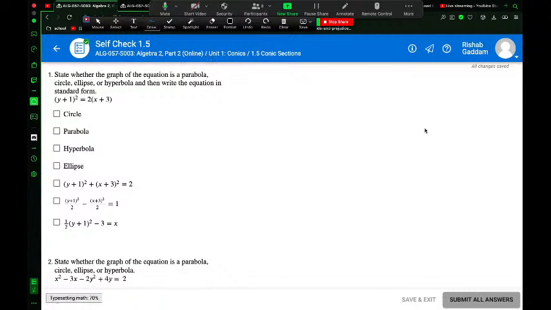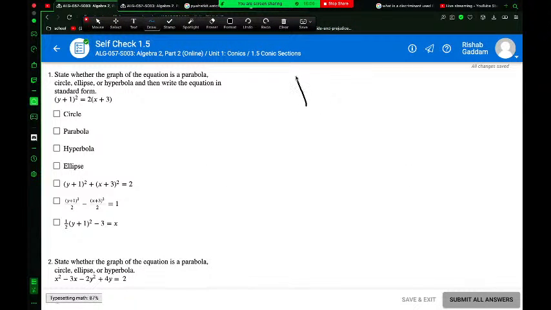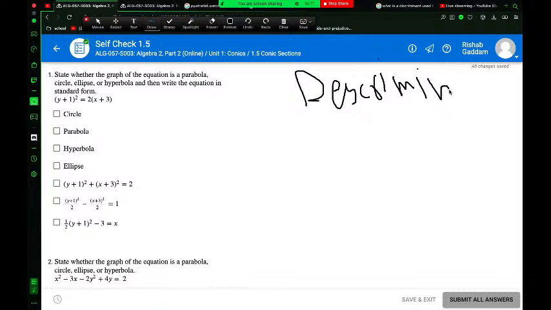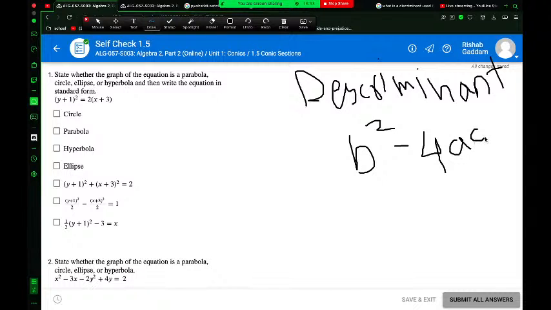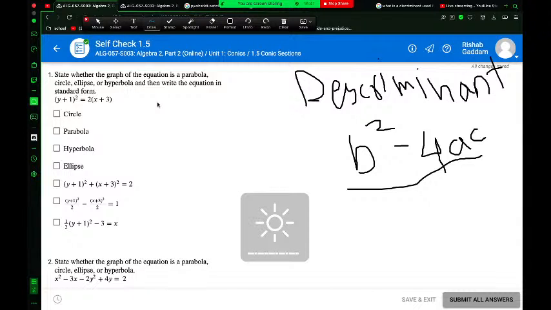Okay, so we have my drawing tool, and so let me just write down the formula for discriminant. Discriminant. Okay, so the formula for this is, remember, b squared minus 4ac. This is the formula. Okay, so let me brighten up the screen, match better.